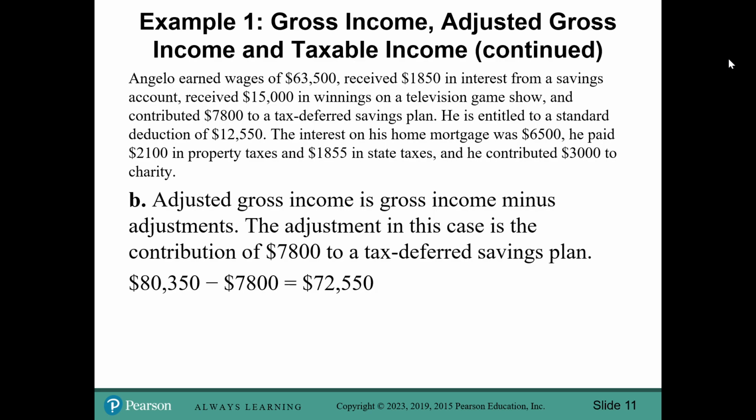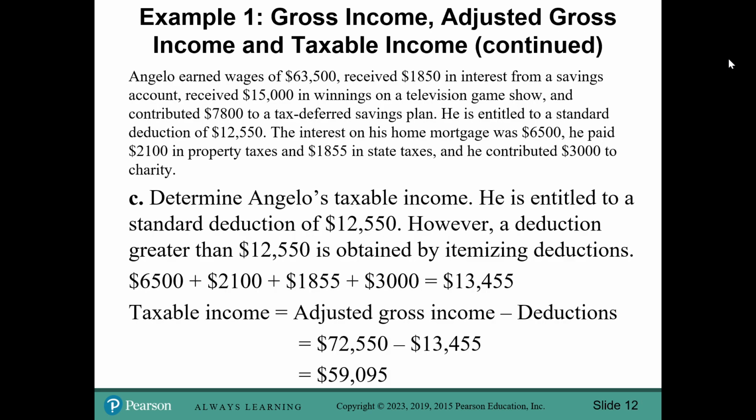Now, let's look at his adjusted gross income. That adjusted gross income is gross income minus adjustments. The adjustment in this case is the contribution of $7,800 into a tax-deferred savings plan. So if we look at $80,350 minus $7,800, we have the adjusted gross income of $72,550 from that subtraction.